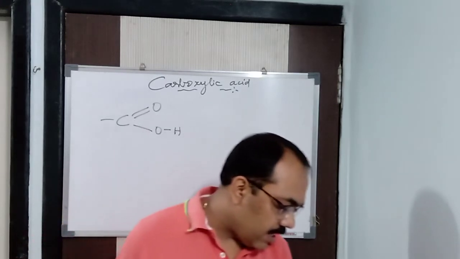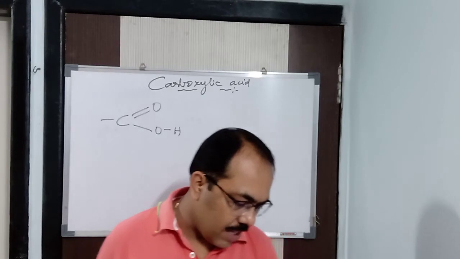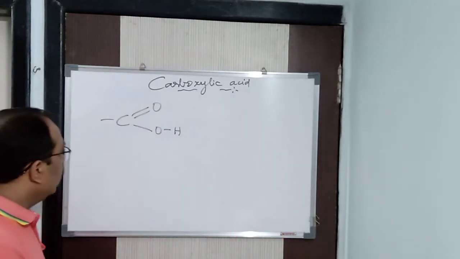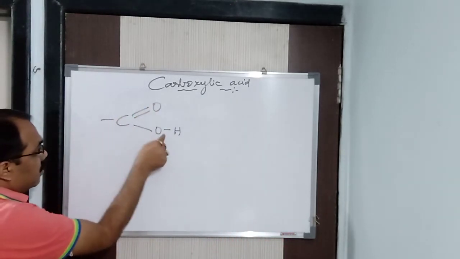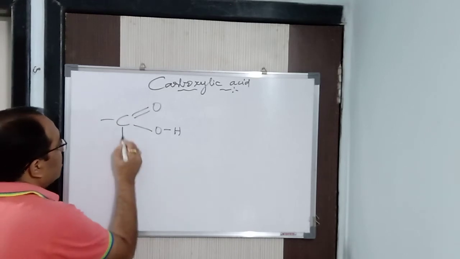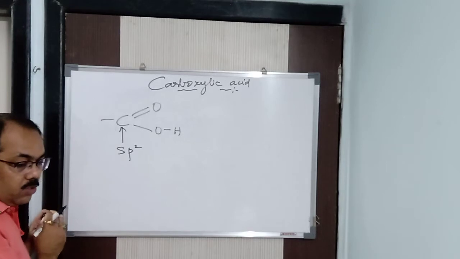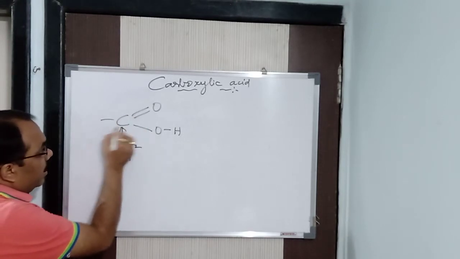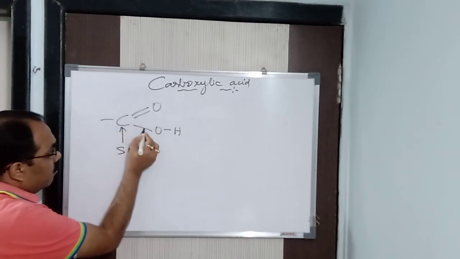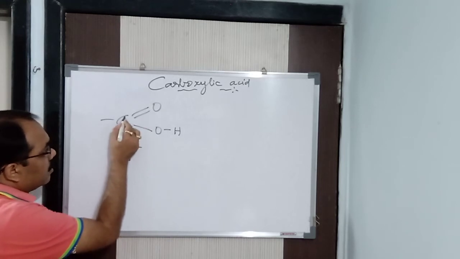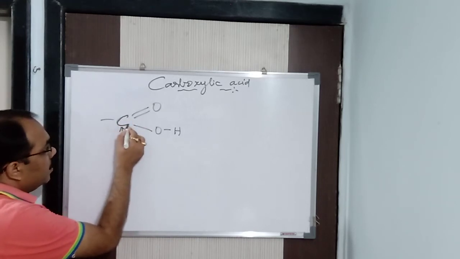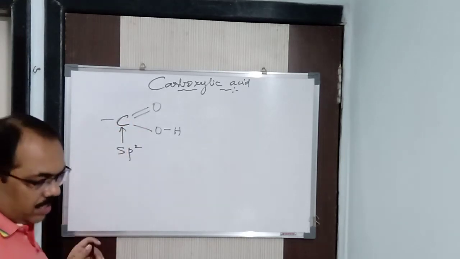So what you find is that in carboxylic acid, as you can see from the structure, it is trigonal planar. This carbon atom is sp2 hybridized. As you can see, it is a trigonal planar structure, and the bond angle here is 120 degrees. Hence this particular carbon atom is an sp2 hybridized carbon atom. Clear?